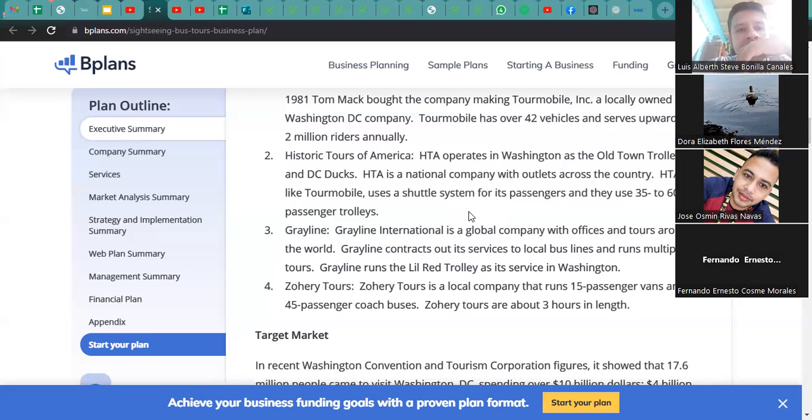And the last one, Zohiri Tours, they have 45 passenger coach buses, and their tours are like 3 hours. And another one that is 15 passenger vans. So this one is probably very similar to the ones that we're going to run. Four companies that are going to be our direct competitors. And it's very good because you can see here that the company has research. They have information that is relevant. You need to know, whenever you present these business plans, who your competitors are and what is going to be your advantage against them. So that's why this part is here.